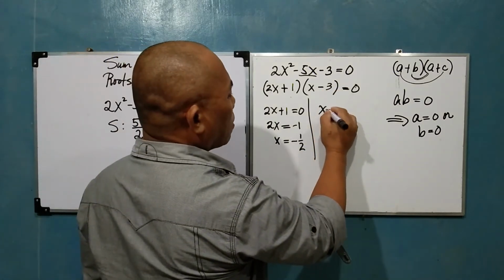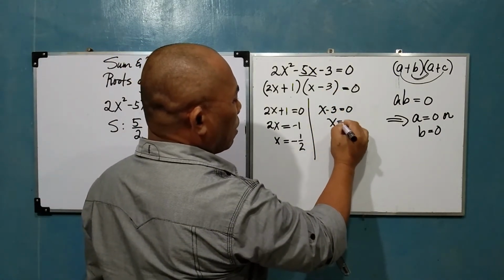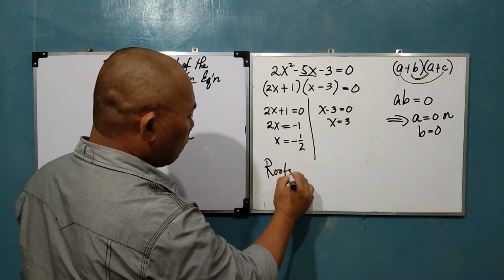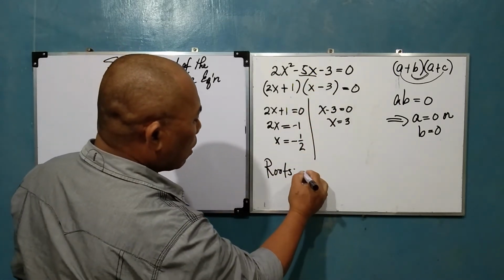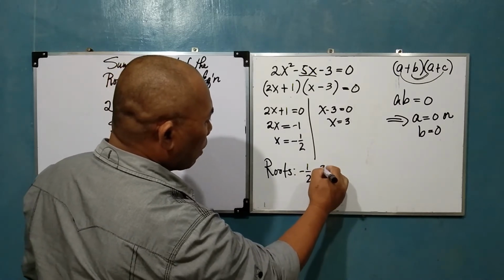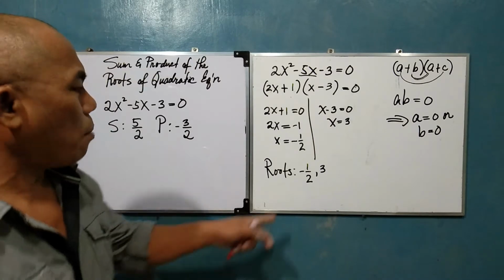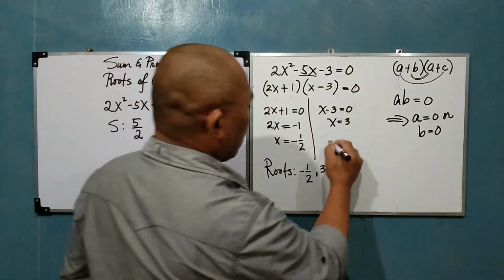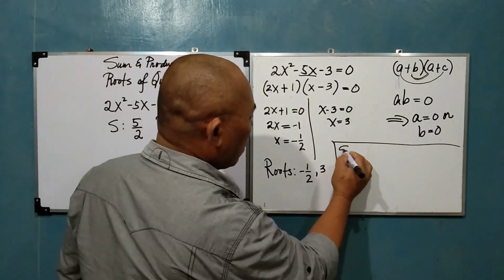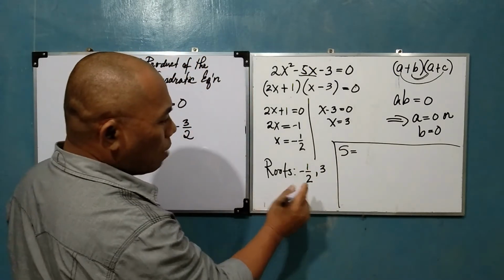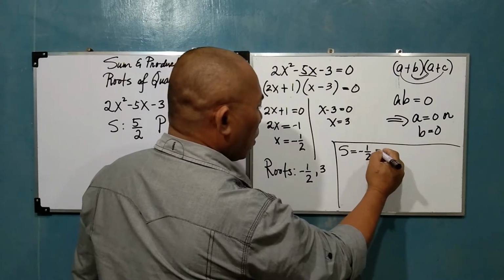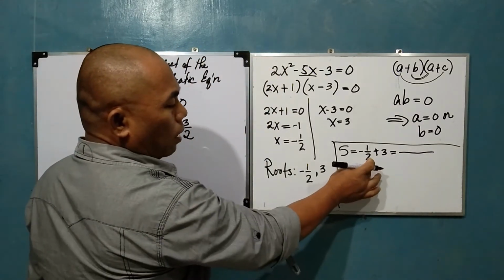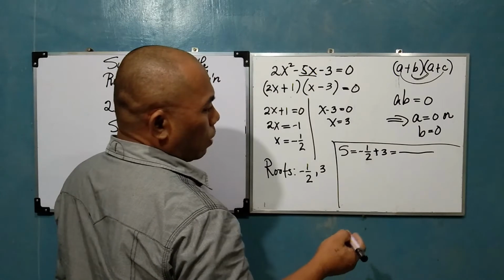Next, x minus 3 equals 0, so x equals 3. So the roots of this quadratic equation are negative 1/2 and 3. Now, let's get the sum and product of these two roots. Let's get the sum. For the sum, let S equal the sum. So you have negative 1/2 plus 3. That's equal to, you have to get the least common denominator. We have 2.